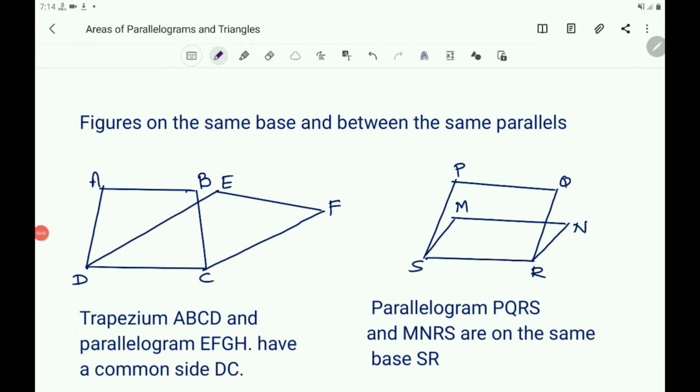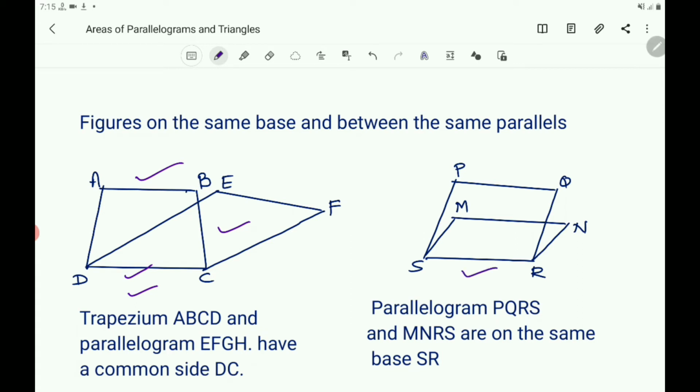Now let us observe the figures which are on the same base and between the same parallels. See the figures here. In this figure, ABCD is a trapezium and BCEF is a parallelogram. They are on the same base DC. They are having the common side DC.